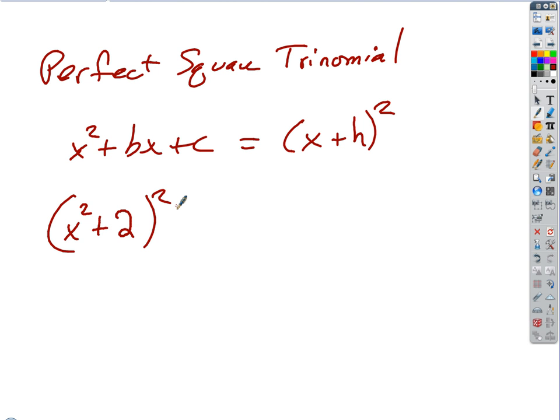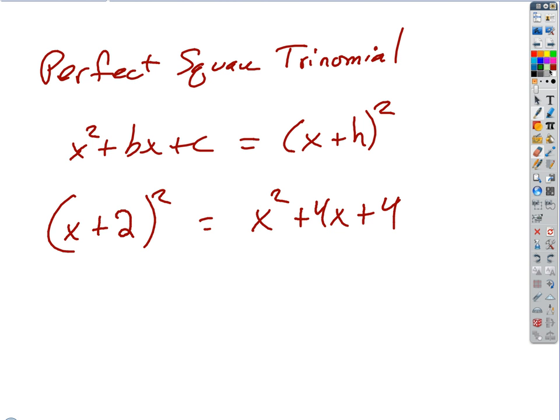Okay, so an example of one that is a perfect square trinomial would be something like x squared plus 4x plus 4, okay? I mean, we don't need to go through the work of FOILing it. Just trust me, that's what it is. That's a perfect square trinomial because it can be written as x plus 2 quantity squared, okay?